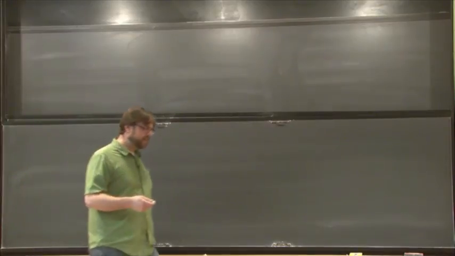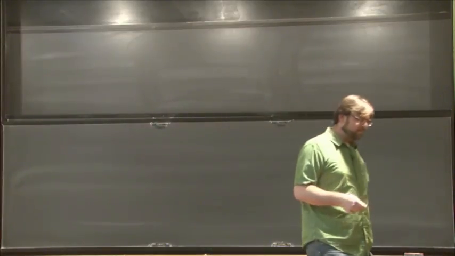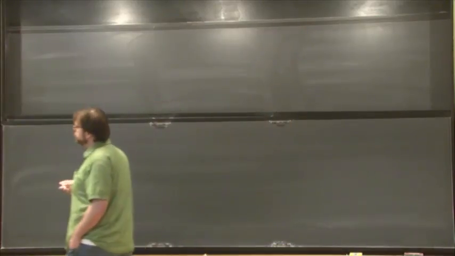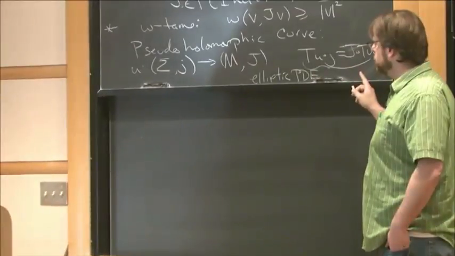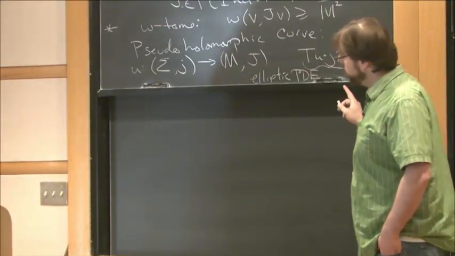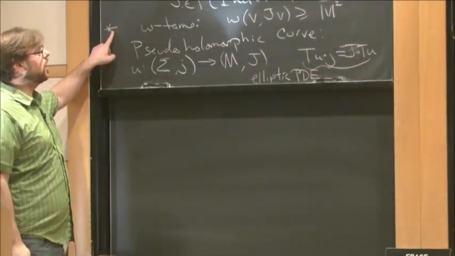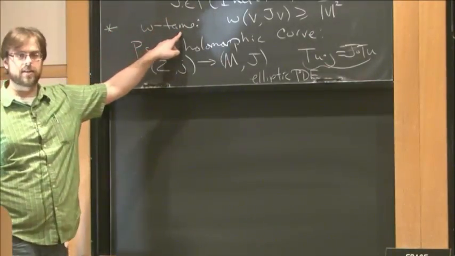But at their heart, they're really elliptic PDEs, and oftentimes the game is to borrow ideas from complex geometry, algebraic geometry in particular, and port them over into this realm of symplectic geometry, where your complex structure becomes an almost complex structure. And that's really the analysis of PDEs and topology. Now I want to come back and address this point here, this star. Why do we impose this omega-tame condition?